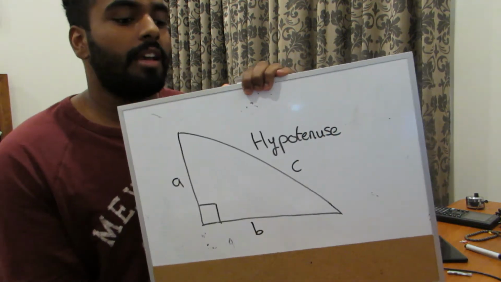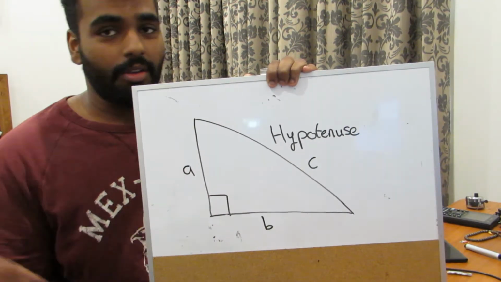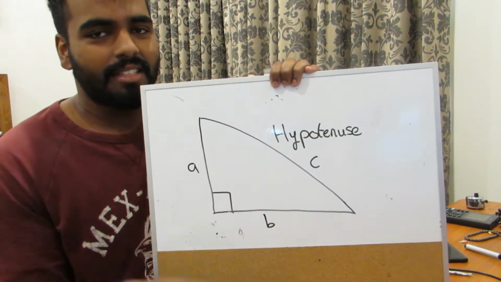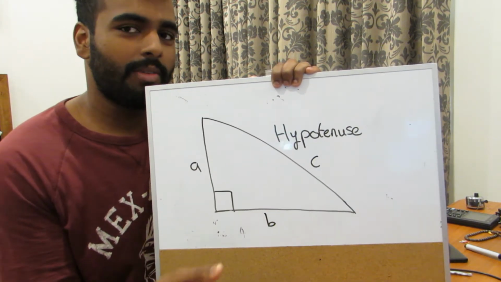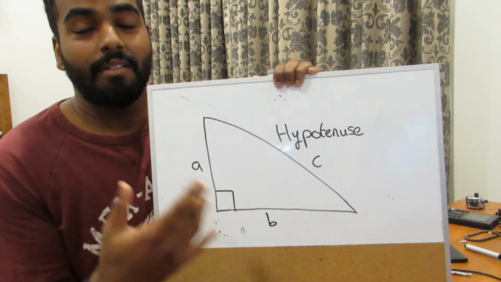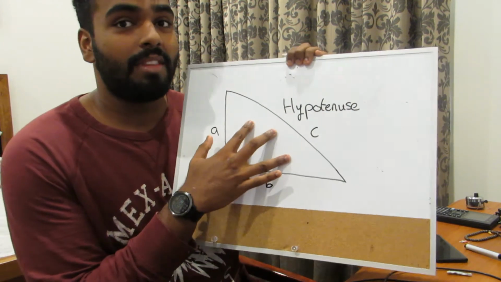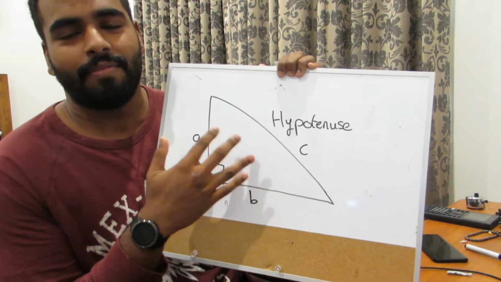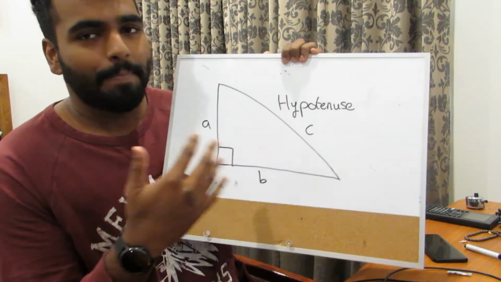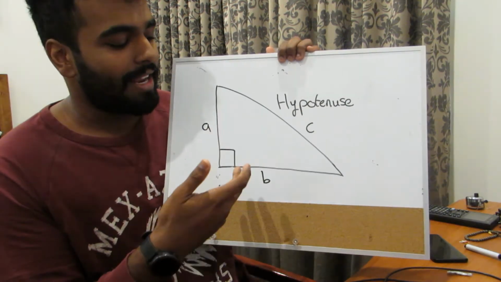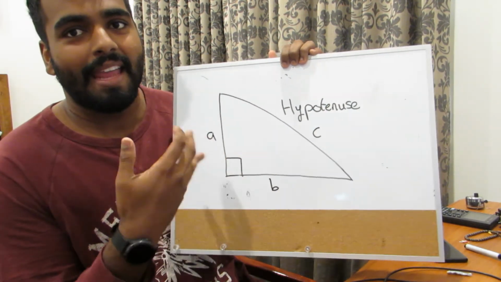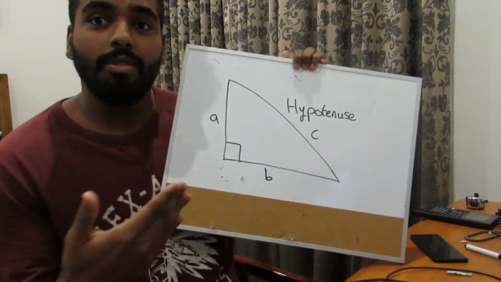So the equation, as I'll go through later, is C squared equals A squared plus B squared. You need to remember that the Pythagoras theorem is used to find the hypotenuse, but you can also use it to find both B and A. And we'll go through that later.